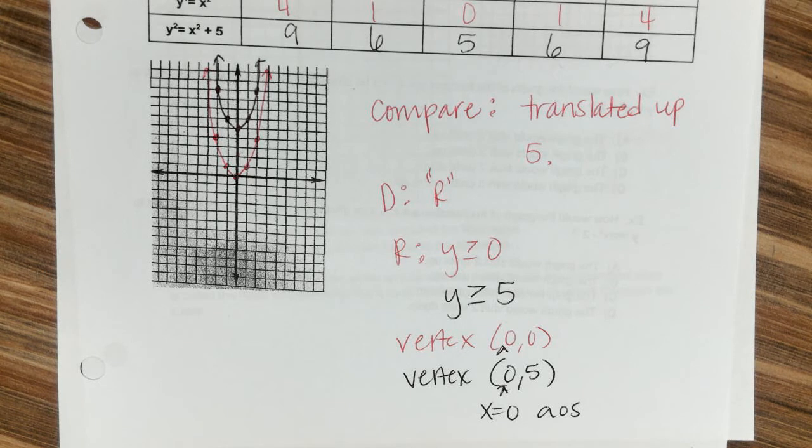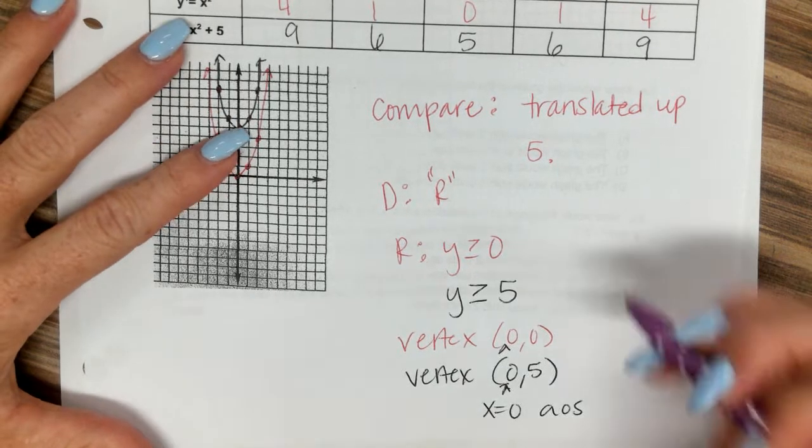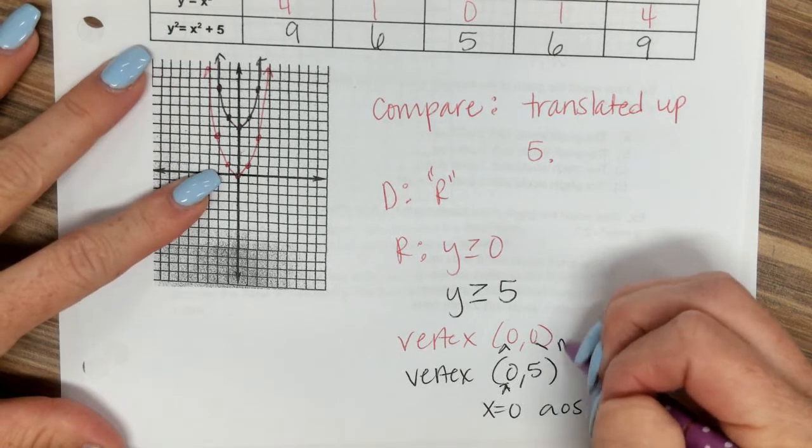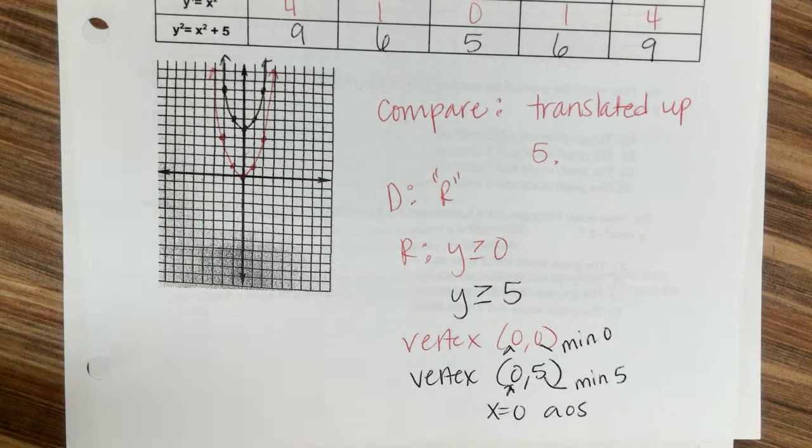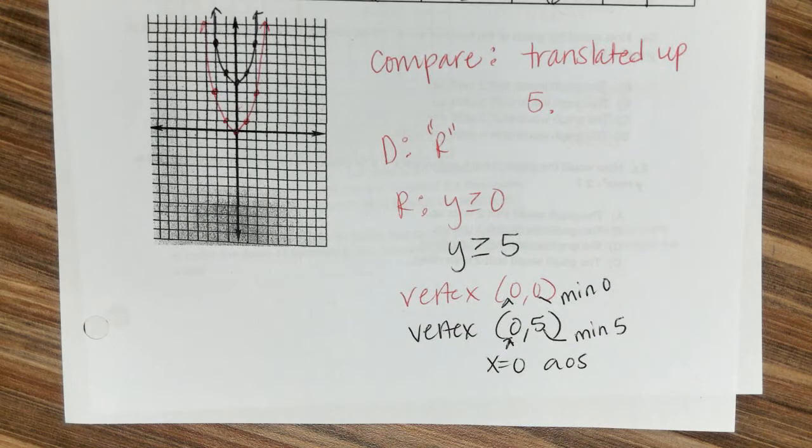And then the second number will tell you your minimum or maximum. So this tells you here you have a minimum of 0 and here you have a minimum of 5. Just a different way to look at it. If they give you the vertex, it will tell you the axis of symmetry and the minimum or maximum.